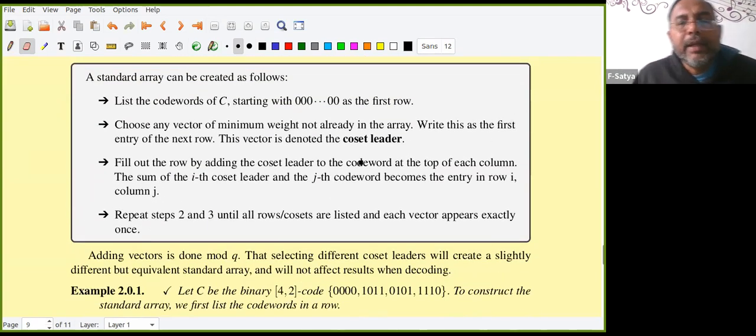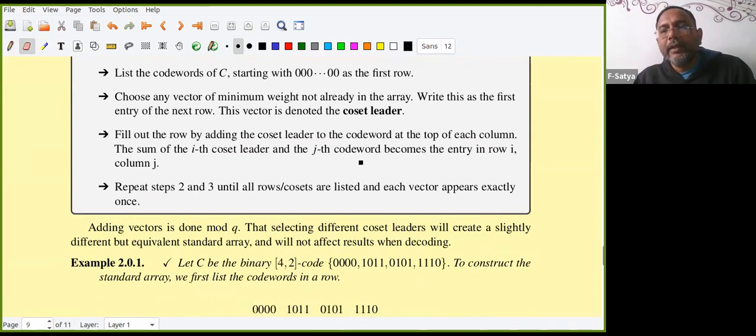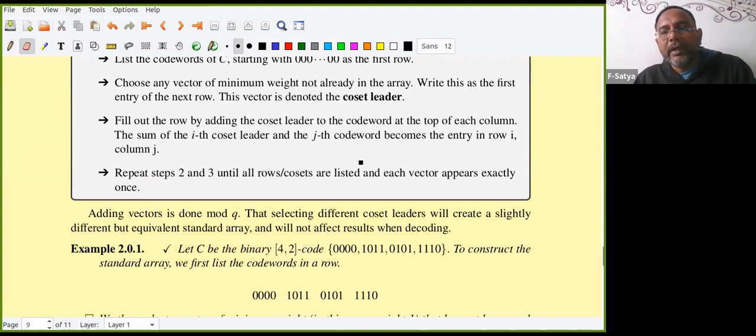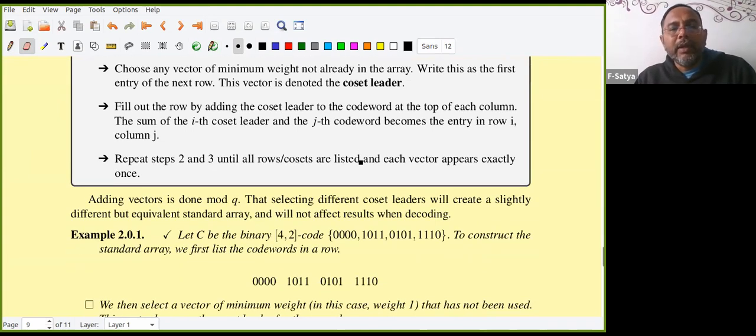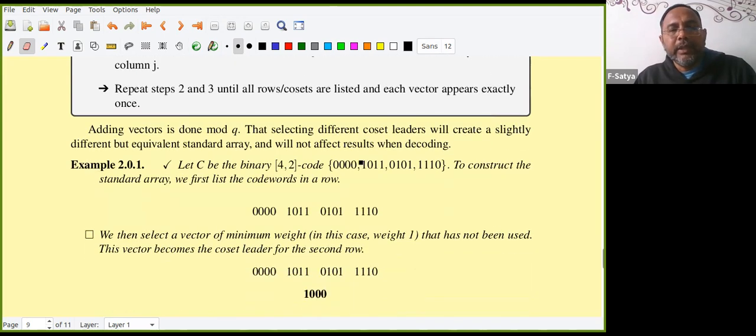The standard array can be created as follows. List the code words C, starting with 0, in the first row. I'm again explaining how we construct it. Choose any vector of minimum weight not already in the array. Write that as the first entry of the next row. This vector is denoted as the coset leader. Now fill out the row by adding the coset leader to all the code words at the top of each column. Then repeat steps 2 and 3, and so we'll get that.